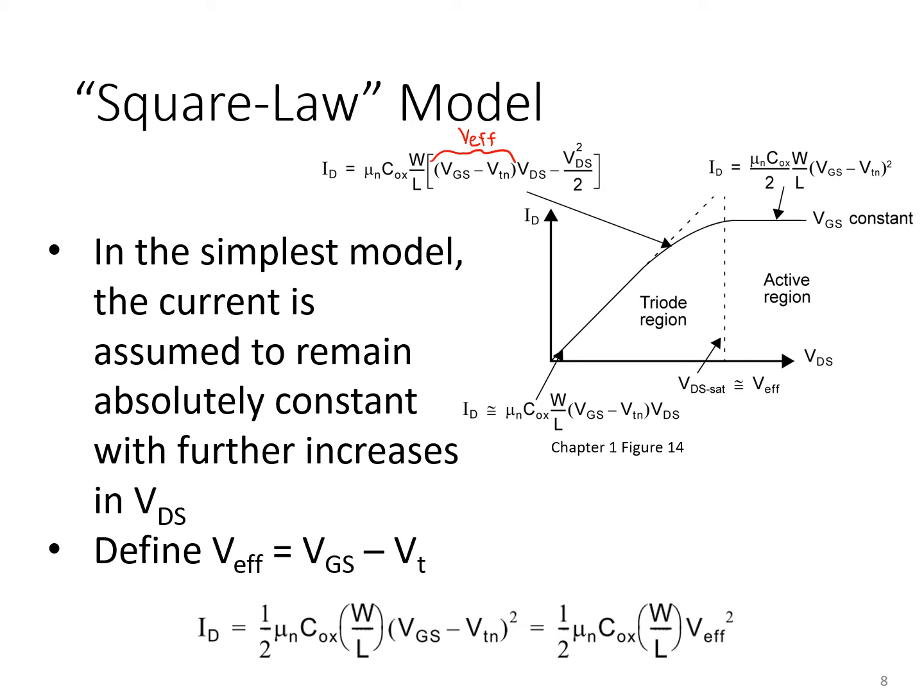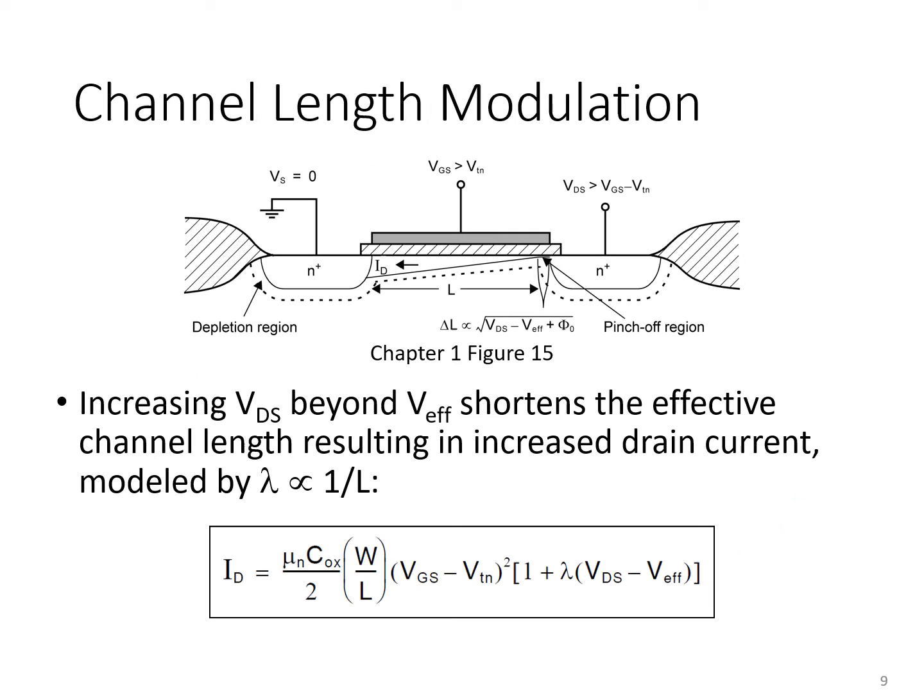And if we make that substitution, we see that both of these terms here look like V effective squared. So we've got V effective squared minus half of V effective squared, and you end up with the expression shown at the bottom, which is the classic, so-called square law equation, because it highlights the quadratic relationship between drain current and the effective gate source voltage or gate overdrive voltage. And as I said, that was the simplest model.